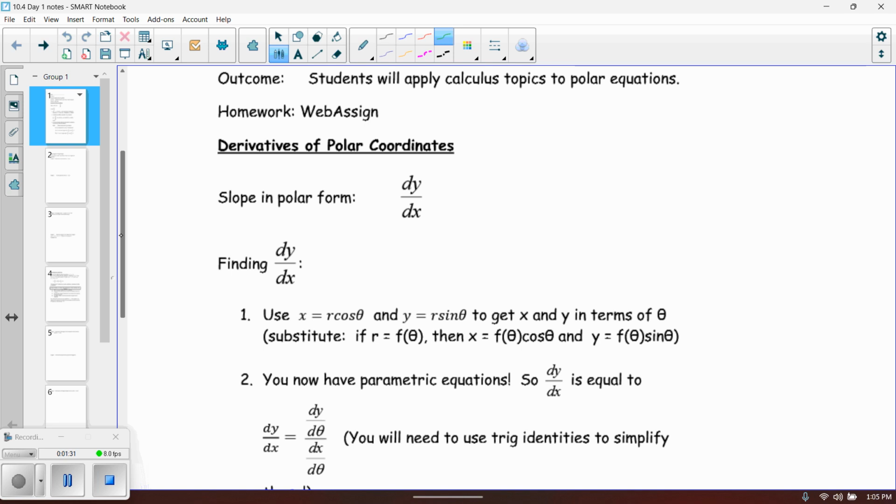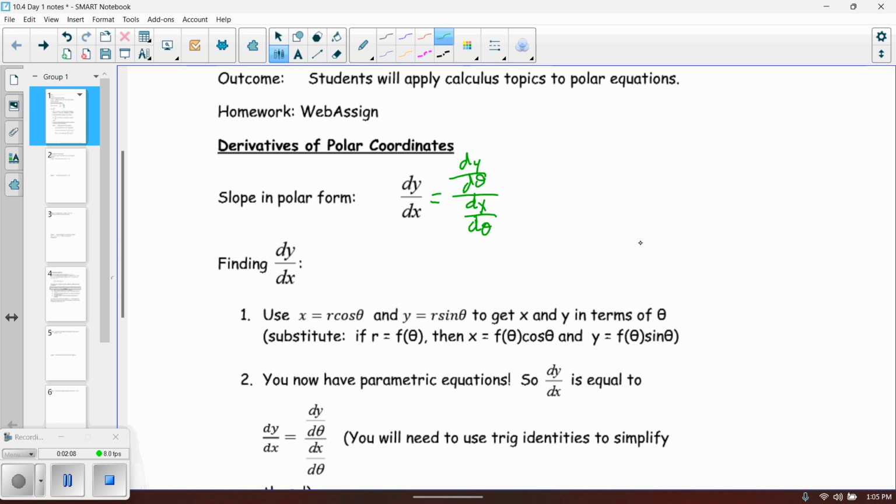it's basically just like it was in parametrics, where it's going to be the derivative of y and the derivative of x, each with respect to theta now because it's in polar coordinates. So it'll be the change of y with respect to theta over the change of x with respect to theta, or dy over d theta over dx over d theta. Again, very similar to what it was in parametrics. Again, this is just kind of an extension of that. In parametrics, it was dy over dt over dx over dt, same concept.